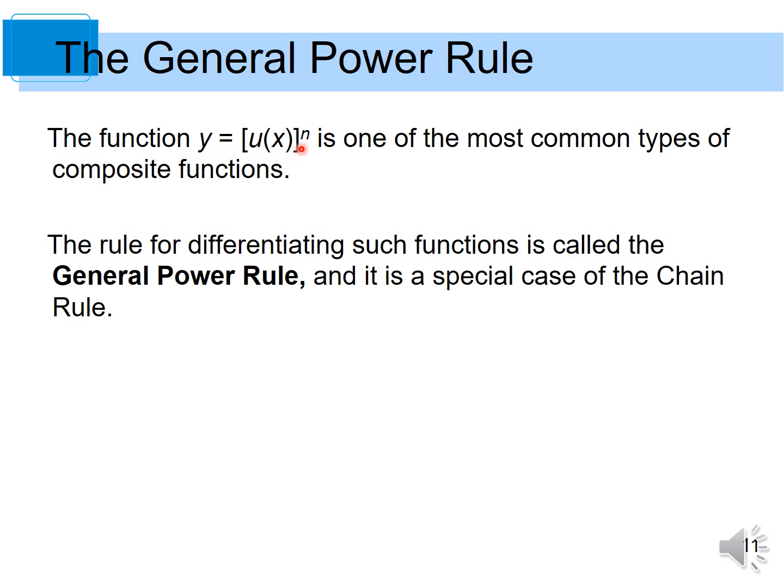A power to the n is one of the most common types of composite functions. The rule for differentiating such functions is called the general power rule, and it is a special case of the chain rule. You should recognize in which situation we should use the general power rule. Recognize this form, when a function of x has a power.